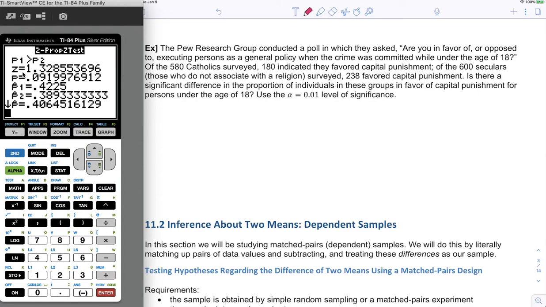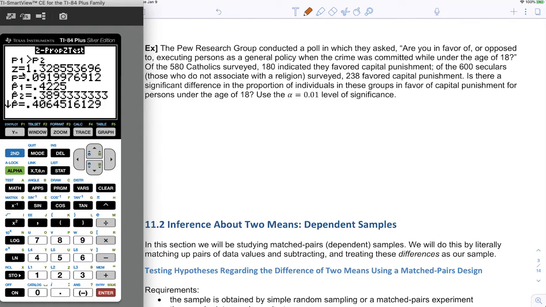Of the 580 Catholics surveyed, 180 indicated they favored capital punishment. Of the 600 seculars, those who do not associate with a religion, surveyed, 238 favored capital punishment. Is there a significant difference in the proportion of individuals in these groups in favor of capital punishment for persons under the age of 18? Use the alpha equals 0.01 level of significance.